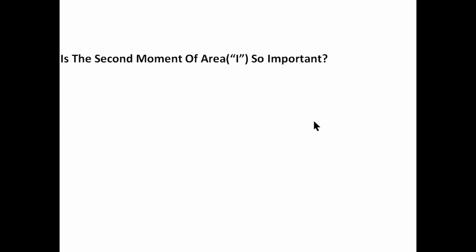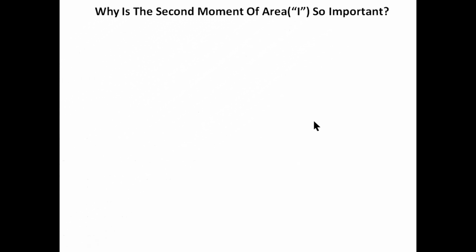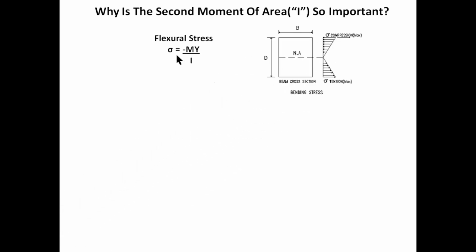Why is the second moment of area so important? Well, we need to know the value of I for almost every criteria to carry out a beam design and to do a quick check on the strength of material. 1. To determine the flexural stresses in the beam, sigma is equal to minus My over I.